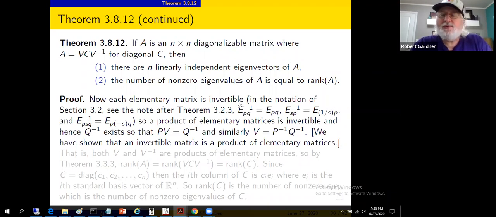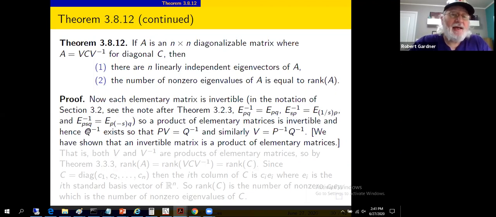Every elementary matrix is invertible. And the notation of section 3.2, this is stuff I made up, this notation. E_PQ, that's an elementary matrix that interchanges rows P and Q, has as its inverse itself. If I interchange rows P and Q, how do you undo that? Interchange them again. Swap them back. If we were to take row P and multiply it by scalar S, how would you undo that? By multiplying row P by scalar 1 over S. S can't be 0 for elementary row operations.